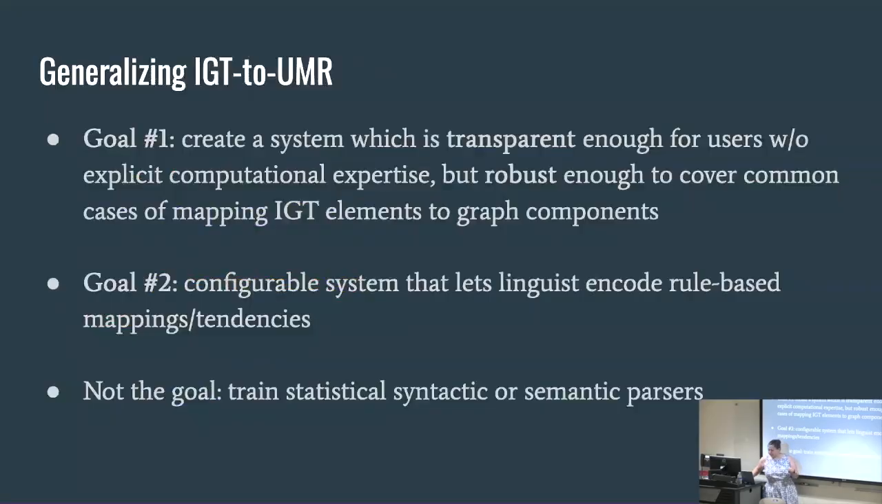The goal in doing this generalization is to create a system that is transparent enough for someone who doesn't have a lot of computational expertise to use for a new language. The idea being that this should be configurable and allow the linguist to encode these mappings from the IGT elements to the UMR graph components. We're not trying to train a parser that will take a sentence and give us the UMR, but rather a system that lets a linguist define these mappings, because they're very idiosyncratic per language, based on also the choices made by the person who developed the IGT.